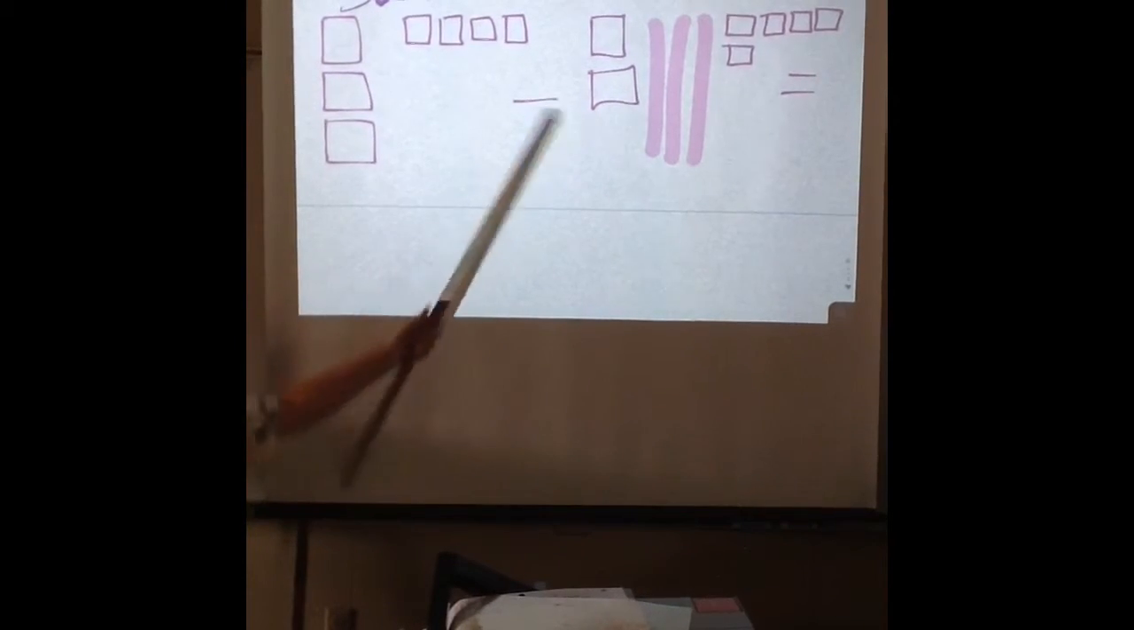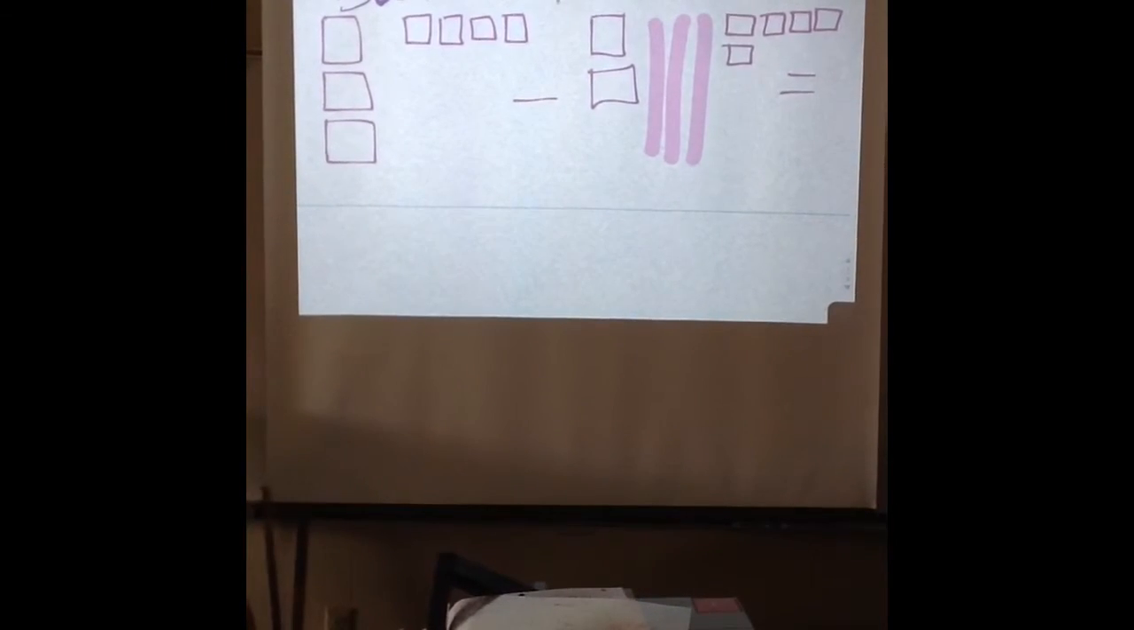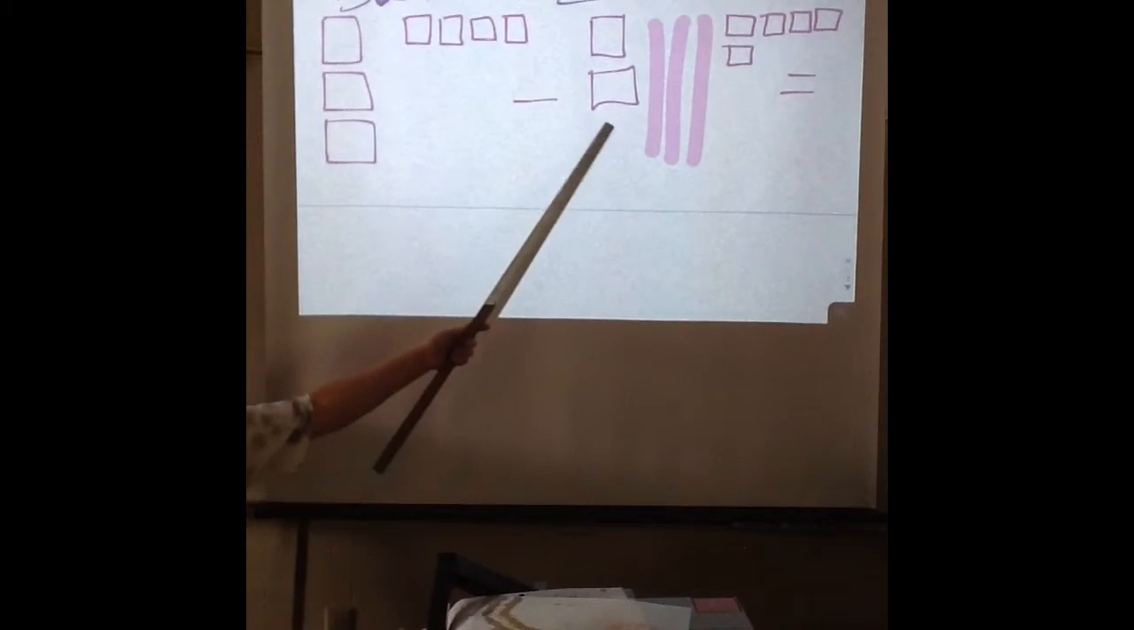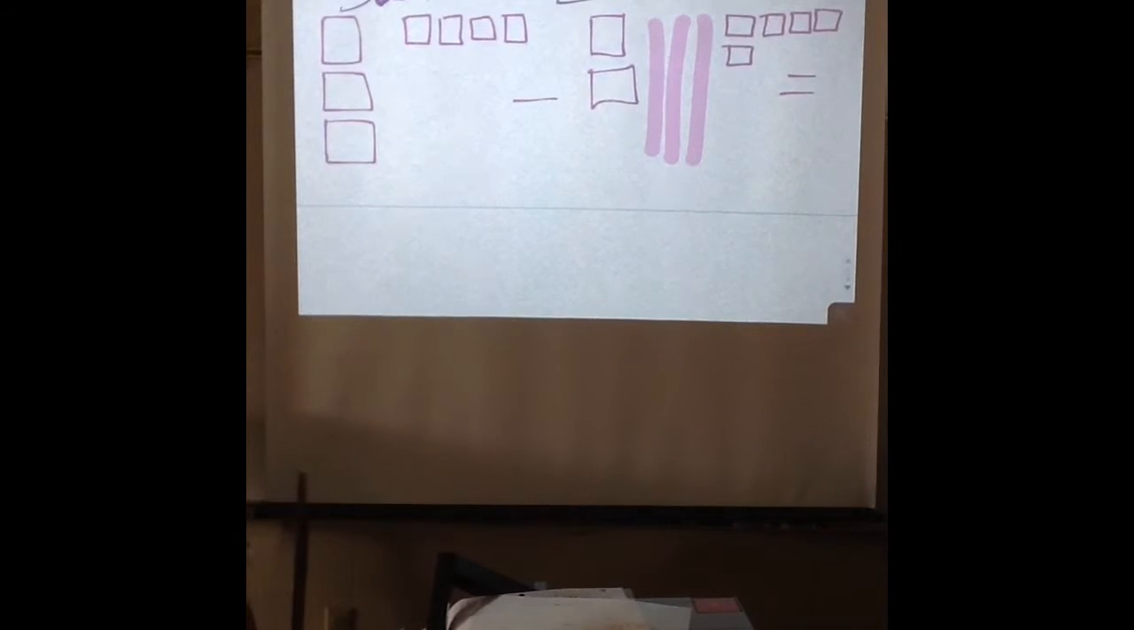What do we have here? 2. And then what? What goes in between the whole number and the tenths? Decimal. Good job. How many tenths? 3. And how many hundredths? 5. Excellent. So we can do this, right? Yes. All right. What do we notice in our problem here?